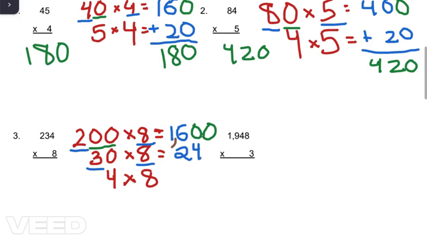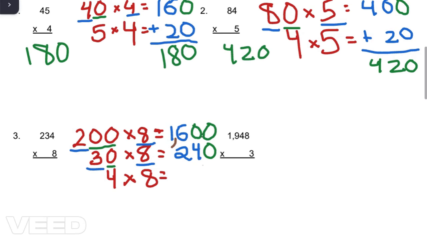24. Notice I didn't put my 2 under my 1. I put my 2 under my 6 because I wanted 2 to be in the hundreds column. And then we have an extra 0 here, so we add an extra 0 at the end of our answer. Okay? And then our last partial product is going to be 32 because 4 times 8 is 32.